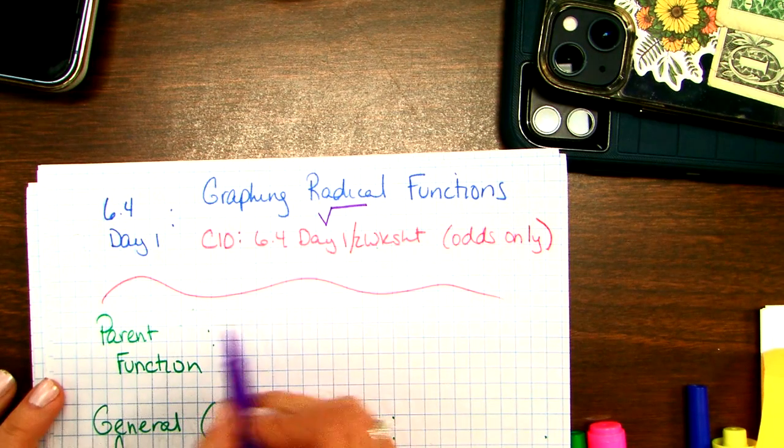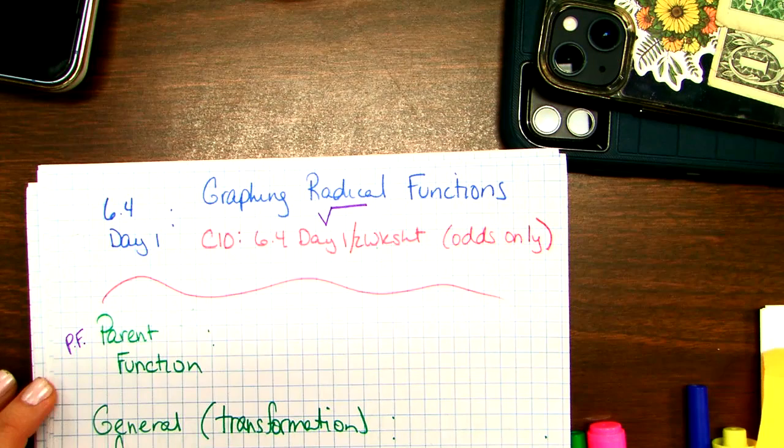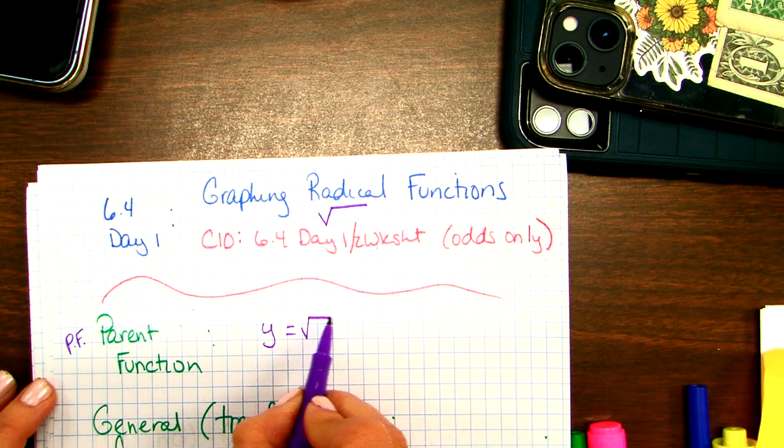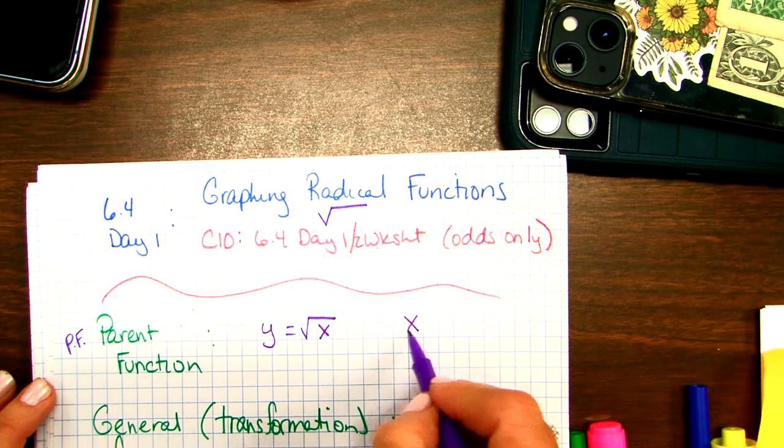So here's the parent function. And from here on out, I usually just put PF, okay? So parent function, it's the most basic form of the graph. And that would be that, y equals the square root of x. And to graph these, we make a table of values.